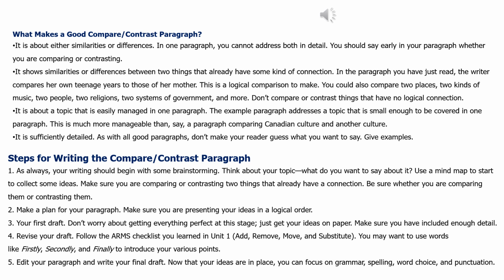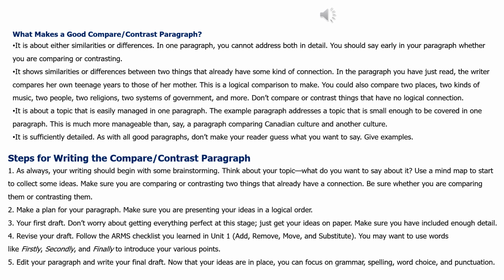It is about a topic that is easily managed in one paragraph. The example paragraph addresses a topic that is small enough to be covered in one paragraph. This is much more manageable than, say, a paragraph comparing Canadian culture and another culture. It is sufficiently detailed. As with all good paragraphs, don't make your reader guess what you want to say. Give examples.